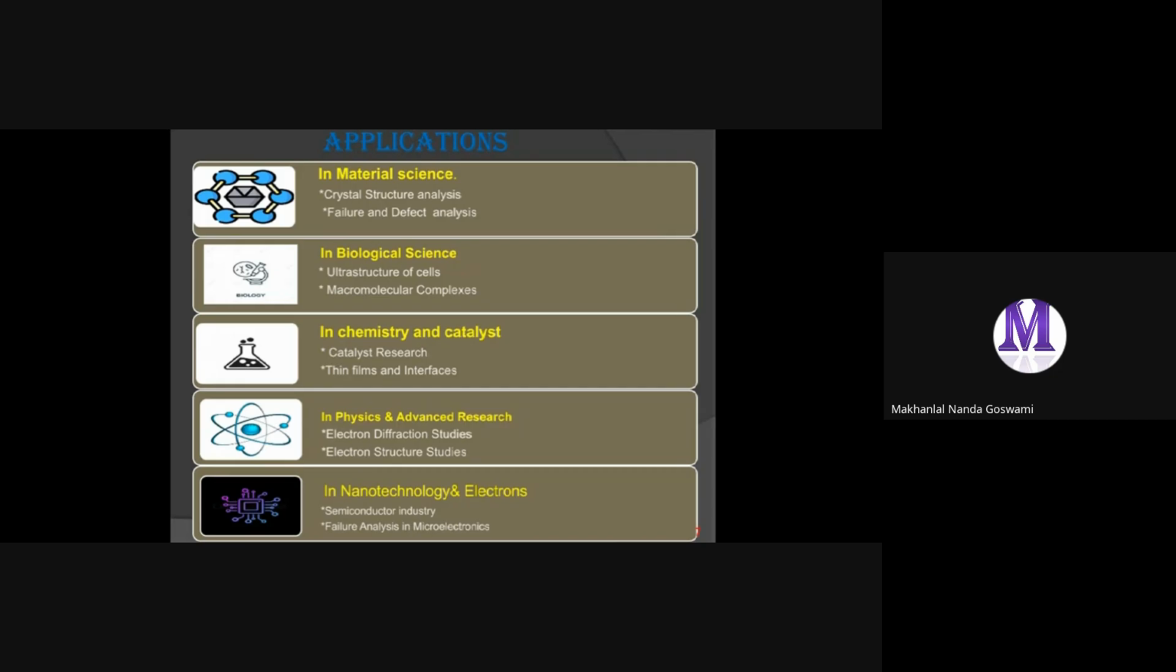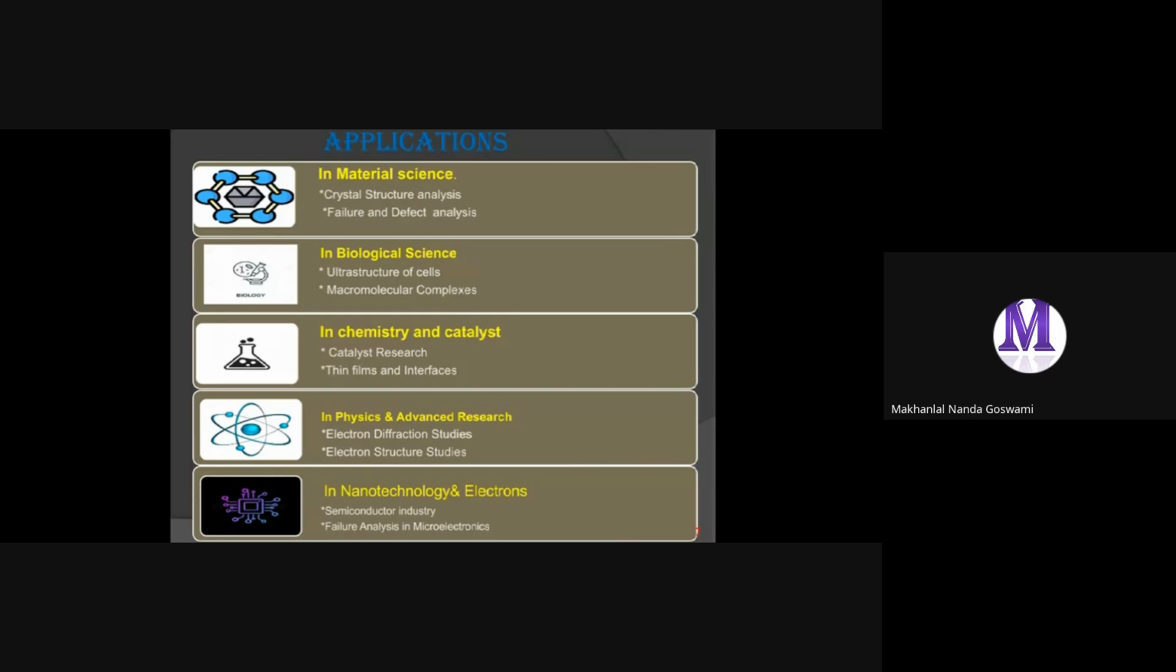Then in chemistry and catalysis, TEM allows direct visualization of catalyst nanoparticles on their supports. It reveals particle size distribution, surface morphology, which are important in catalytic activity. TEM is widely applied to analyze thin films in coatings, solar cells, and electronic devices. It helps to determine layer thickness, crystallinity, etc.